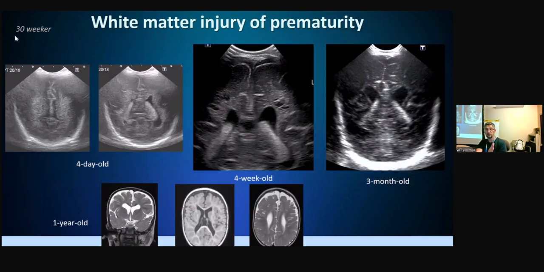Other examples: a 30-weeker, preterm, 4 days old, we see white matter echogenicity, white matter flaring, which can be normal in a preterm infant. But then around 4 weeks, we start seeing these cysts. And now you can confirm the diagnosis of PVL. And then around 3 months, these cysts are resolved, and there is resultant dilatation of the ventricles. At 1 year old, what we see is ex vacuo dilatation of the ventricles and loss of white matter.